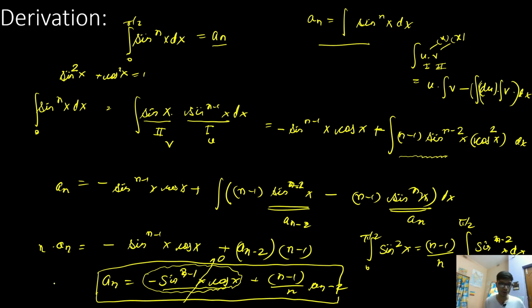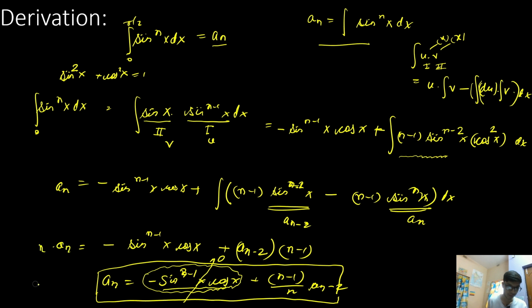So if we try and solve out this recurrence relation, we will get some results which are actually known as Wallis's formula. So what we actually see over here, on putting the limit, A of n comes out as n minus 1 by n into A of n minus 2.